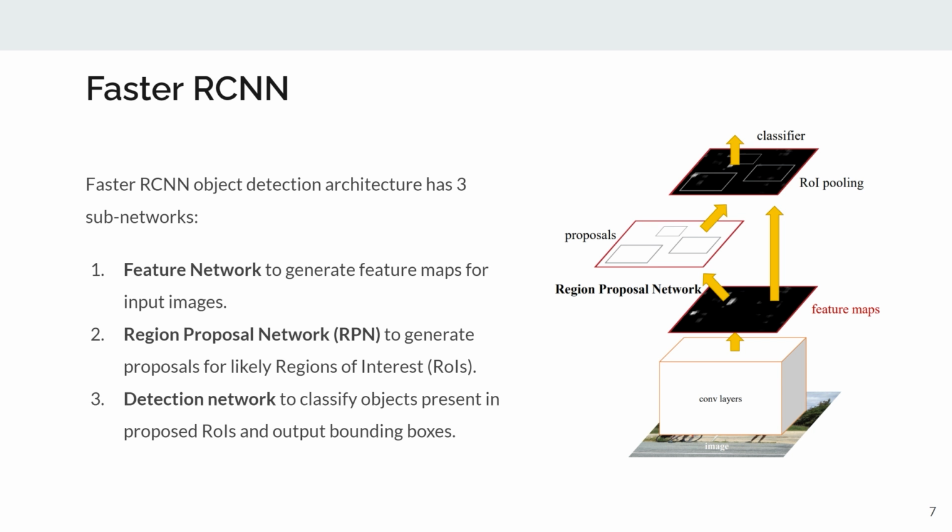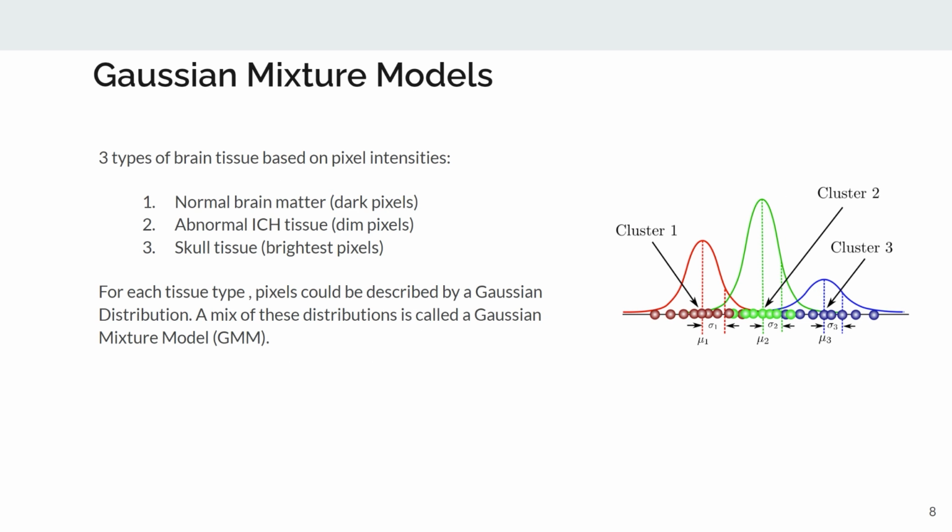Faster RCNN is the object detection architecture we used, and it has three subnetworks, namely the feature network, region proposal network, and detection network. The EM algorithm is based on the idea of the Gaussian mixture model, which means that there are three types of brain tissue based on pixel intensities: normal brain matter, abnormal ICH tissue, and skull tissue. For each of these tissue types, the pixels could be described by a normal or Gaussian distribution. A mix of these distributions is called a Gaussian mixture model.